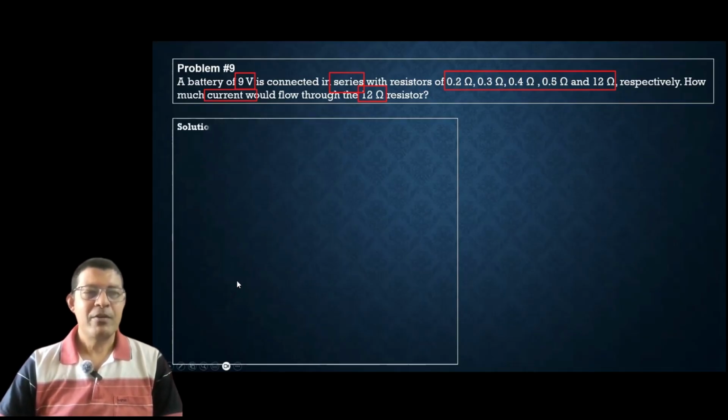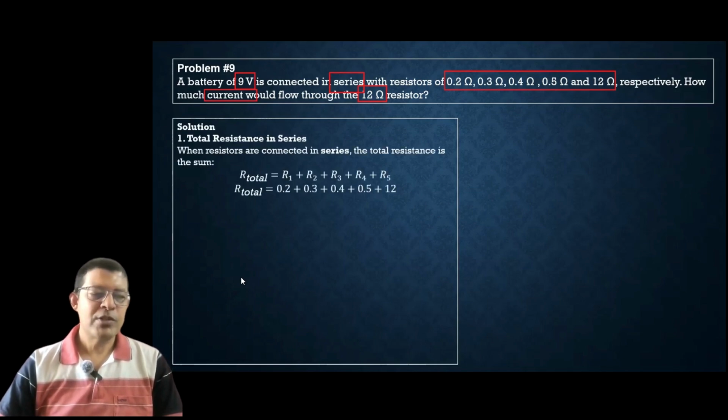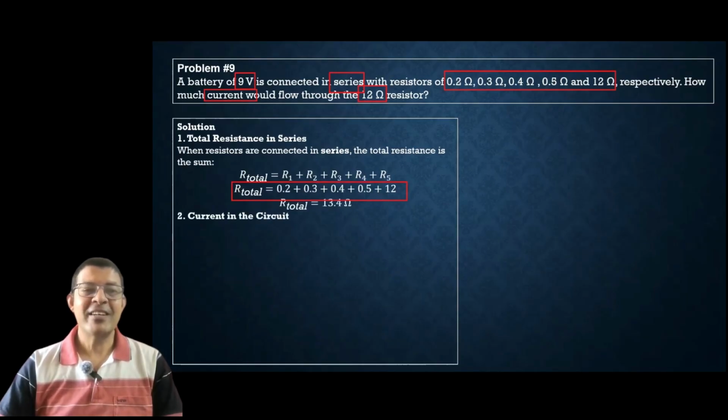So let's solve it. First we find the equivalent resistance of series, which is a summation. Once we do the sum here, we get the total, which is 13.4 ohms. After that, we find the current in the circuit using Ohm's law. This is Ohm's law. Current is equal to voltage by R total.